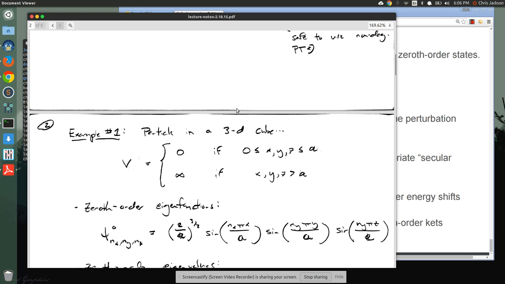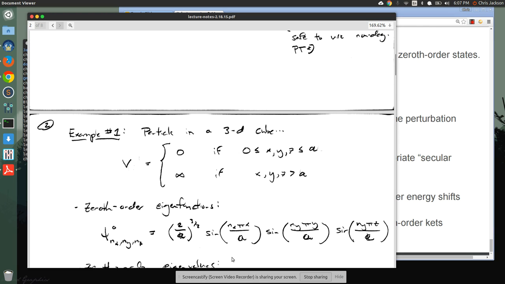So inside the box, the potential is 0, right? And outside, the potential is infinite, okay? Hopefully you look at this problem and you've seen this enough that you can just write down the solution. When I see the boundaries are between 0 and a in all three directions, I should be able to write down the three-dimensional wave function. It's just the one-dimensional wave function, three versions of it glued together, right?